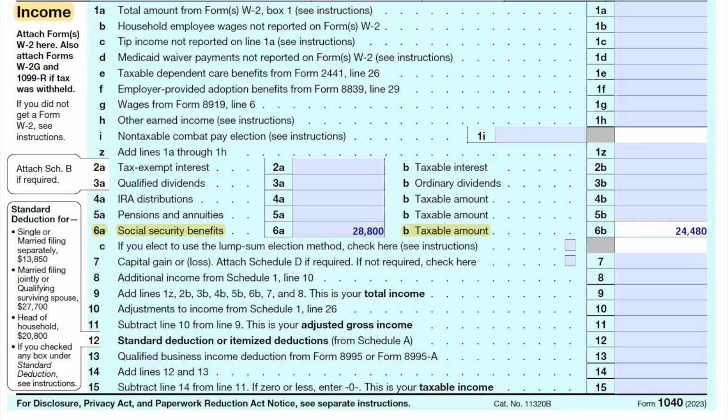Lines 6A and 6B report Social Security income benefits. Only up to 85% of Social Security is included as the taxable amount, based on what's called combined or provisional income. More information about the combined income formula and the 0%, 50%, and 85% inclusion of Social Security benefits is linked below. Line 7 reports net realized capital gain or loss.